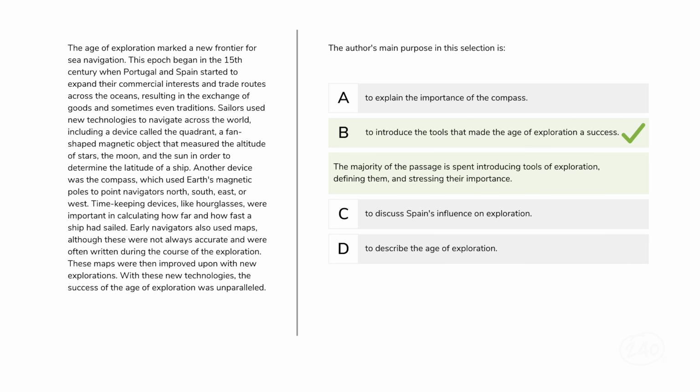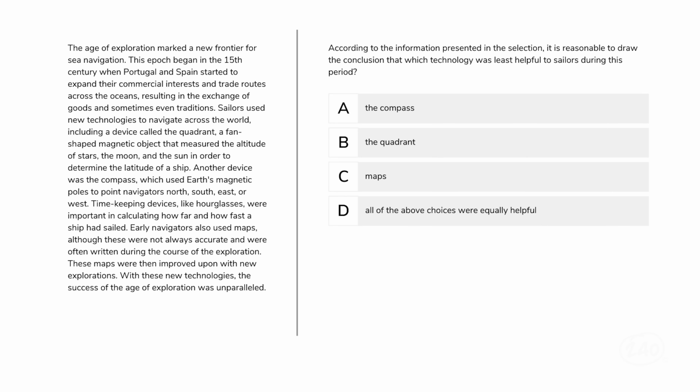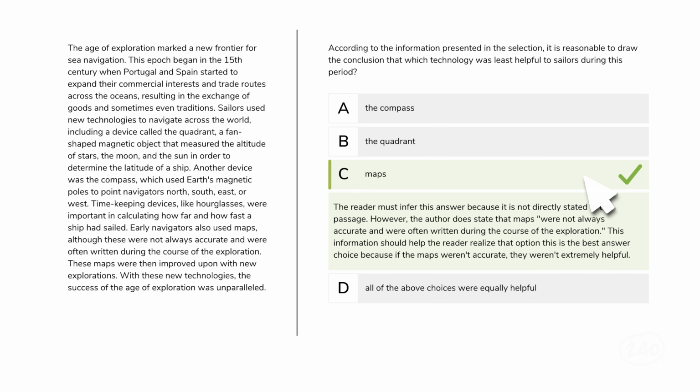Although the author does mention the age of exploration, the majority of the passage is spent discussing the tools of exploration. Ready to make an inference? According to the information presented in the selection, it is reasonable to infer that which technology was least helpful to sailors during this period. The author never directly states this, but we can infer that maps were the least helpful to sailors because the author does let us know that maps were not always accurate and were often written during the course of the exploration. We made a logical leap there.